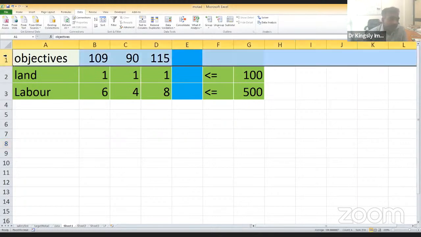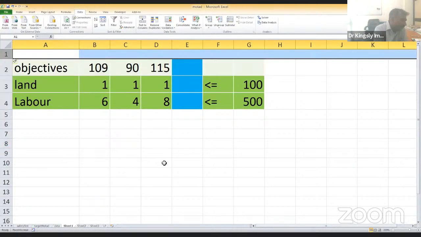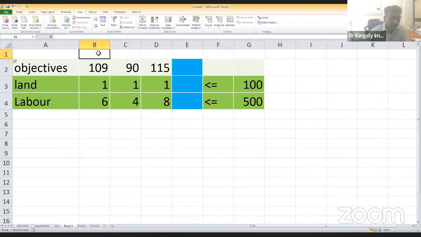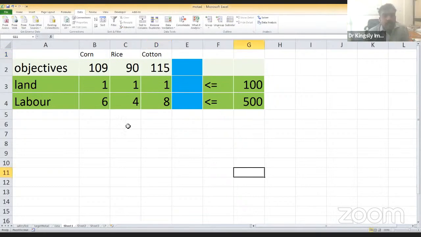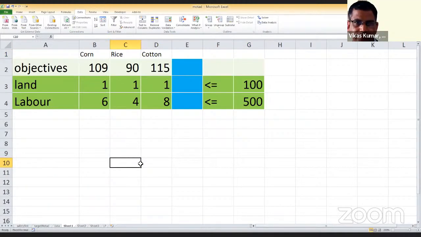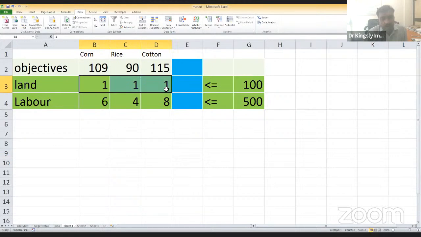See, let me write the crop also so that we will not get confused. So what is our first crop? That is corn, rice, and cotton. Okay. I am typing corn. Rice. Okay, are you able to read the title? Yes, sir, we are able to read. Okay. So this is how you have formulated.